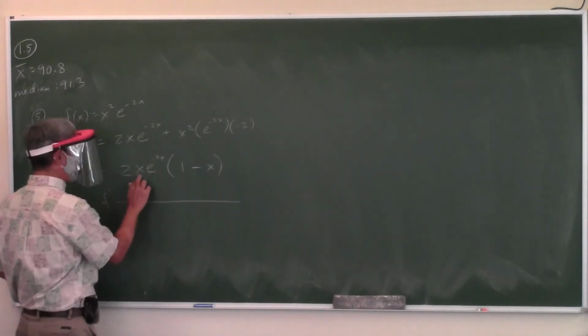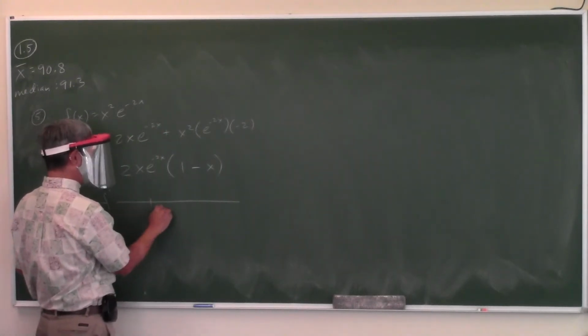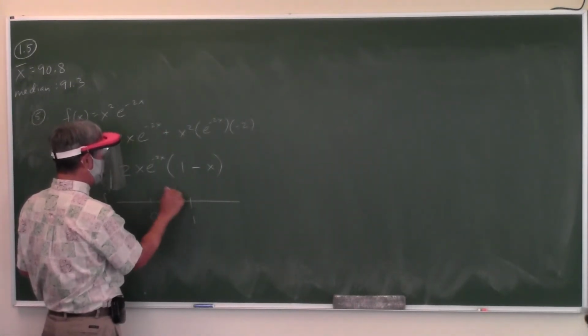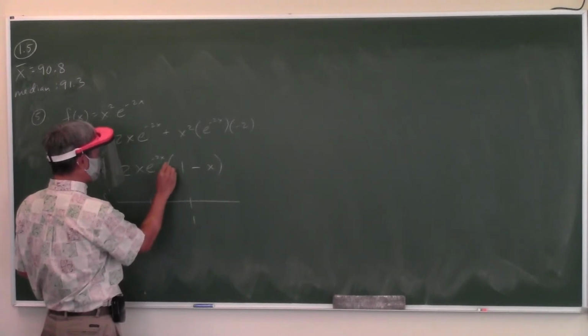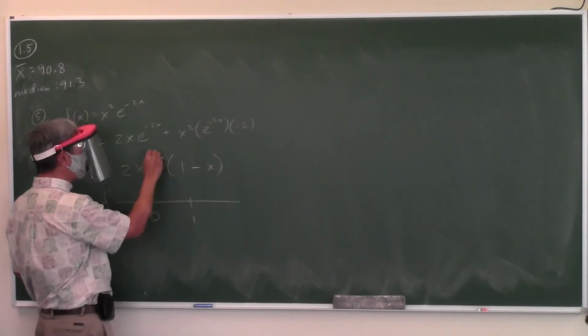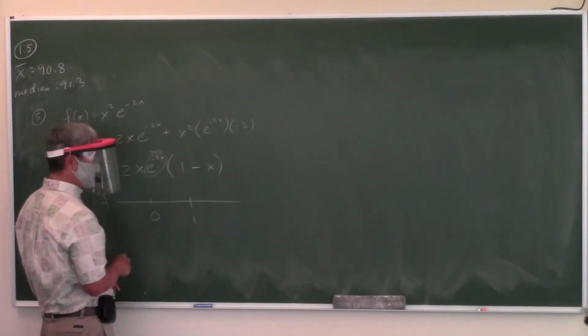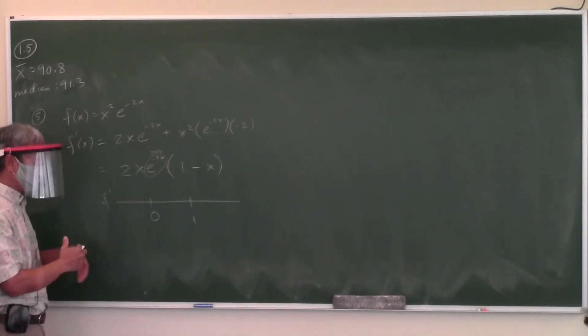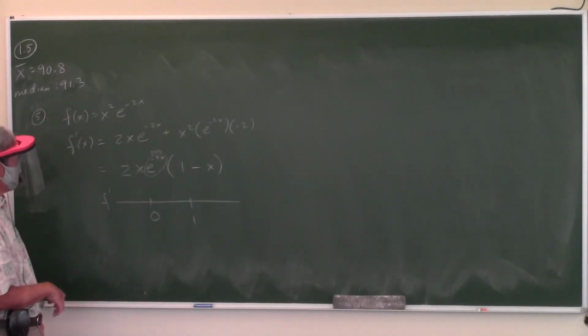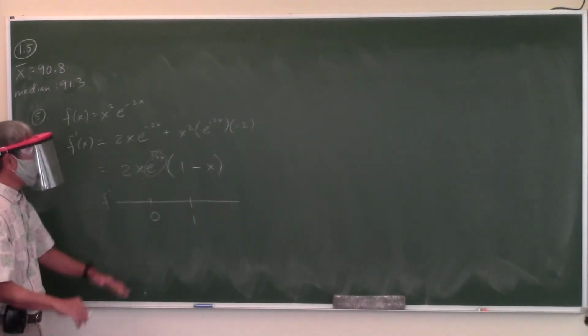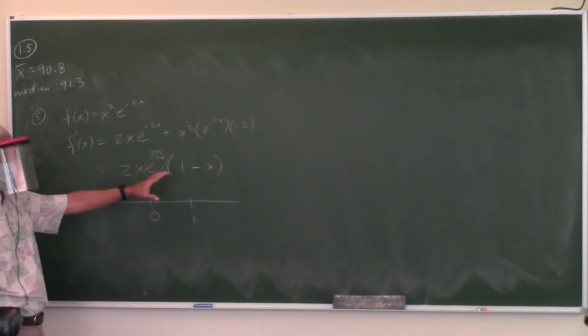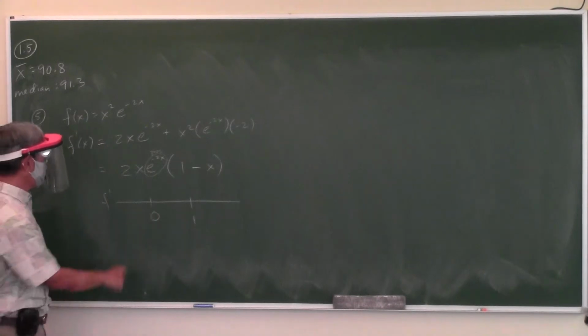What makes that 0? 0. What makes that 0? 1. What makes this 0? Nothing. Remember I told you e to the gorilla is always positive. So basically it doesn't contribute at all to the number line. So it's like not even there, basically. Okay, think of a number bigger than 1. 2, plug it in.